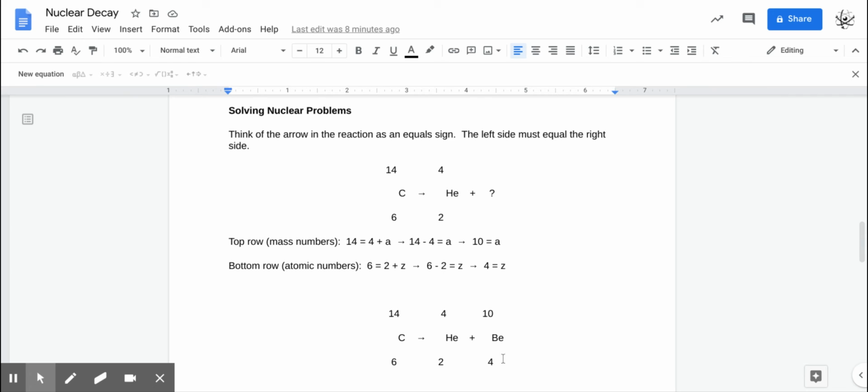So now that I know the mass number is 10 and the atomic number is 4 for my daughter atom, I can go to the periodic table and look up what is element number 4, and I'll find that it's beryllium. So I put the symbol for beryllium in the middle.